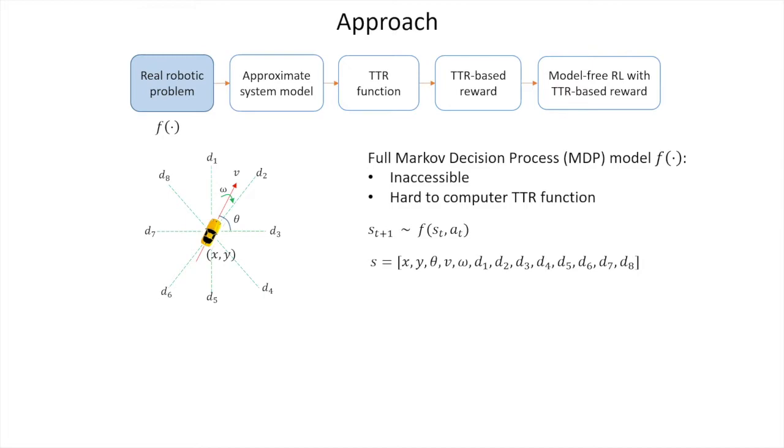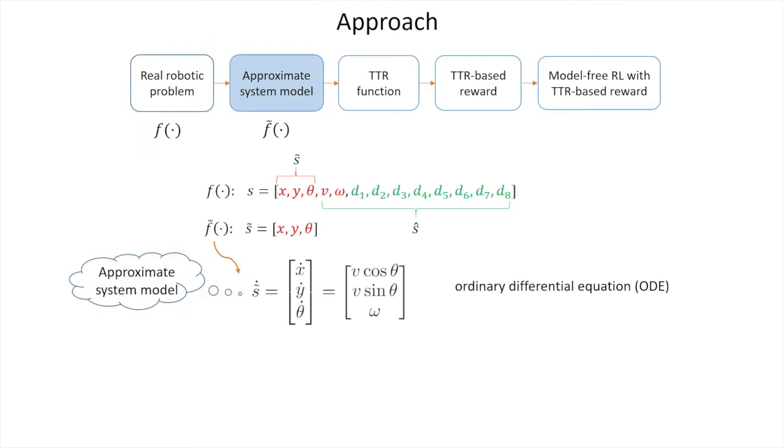MDP. Our running example involves a car with laser sensors and a full state with 13 dimensions, including position, heading, speed, angular speed, and 8 laser range readings. Since the model is unknown and high-dimensional, the TTR function for this system cannot be computed. Therefore, we pick a subset of the full state and model a simplified system using an ordinary differential equation.